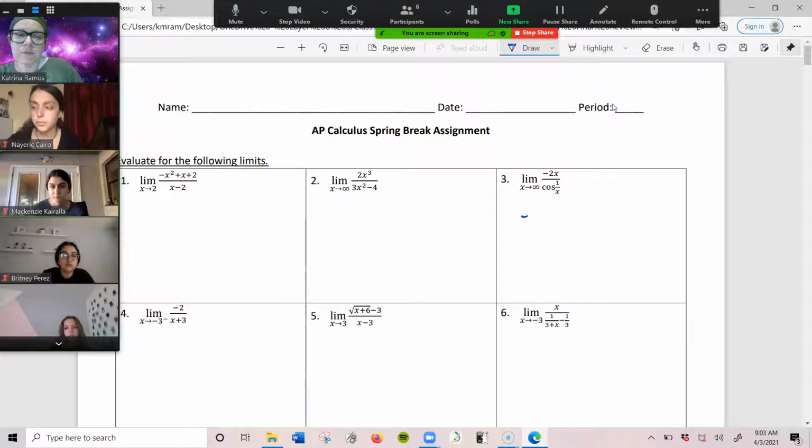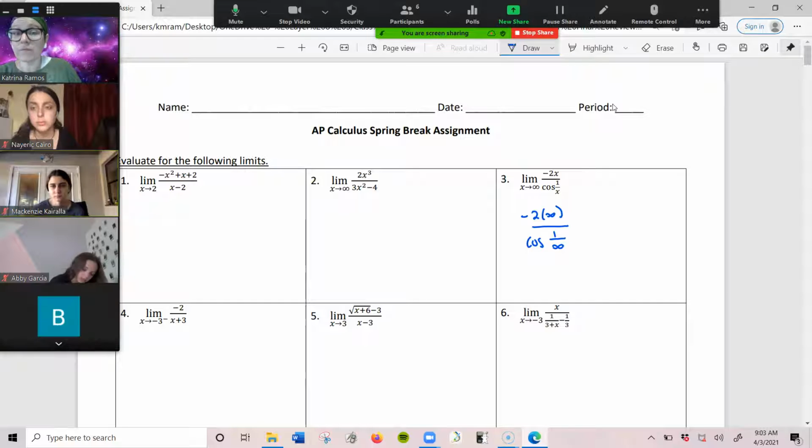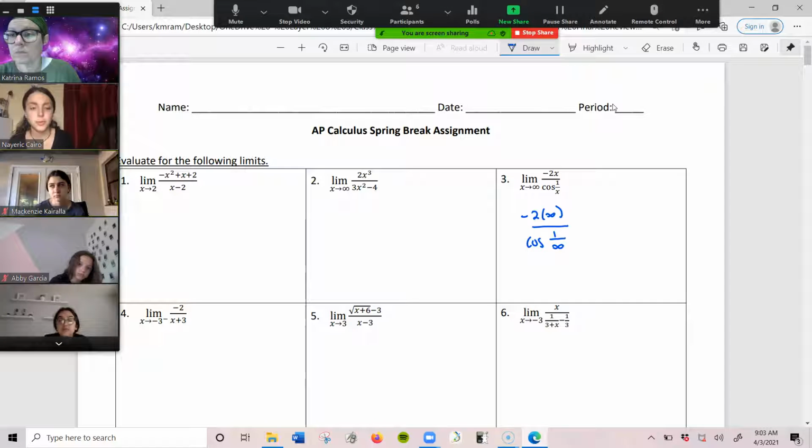This would be negative 2 times infinity over cosine of 1 over infinity. Now, what is 1 or anything over infinity going to equal? If you think about what that limit would approach. 0, exactly. So this 1 over infinity is the same thing as saying 0, because 1 over a huge number is going to be 0.0000 whatever, right? So this is going to equal negative 2 times infinity over the cosine of 0.